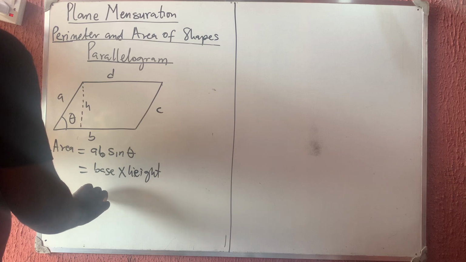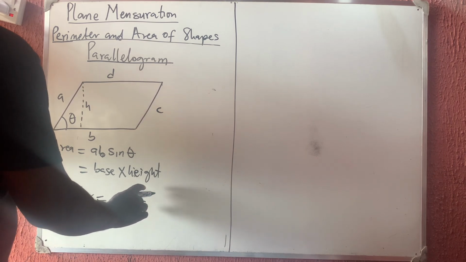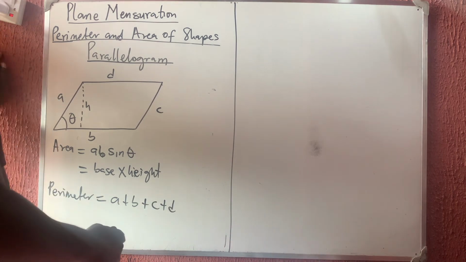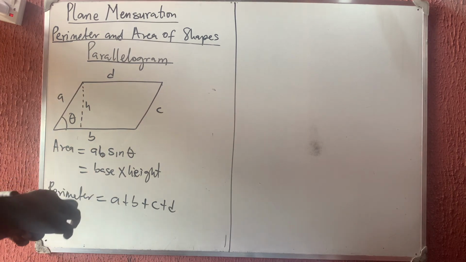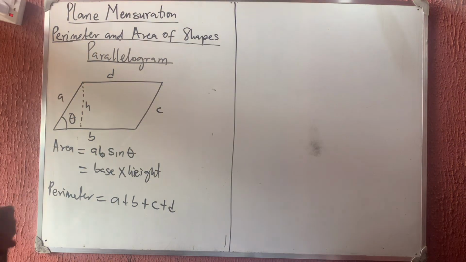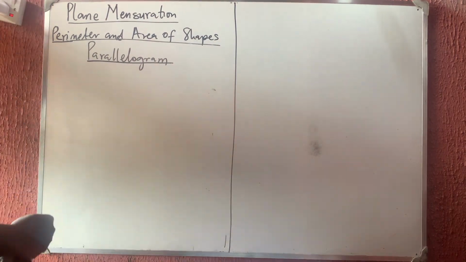The perimeter is simply just to add the sides. That is A plus B plus C plus D. Okay. So let us now solve some calculations to help us understand this very well. Like I always tell you, the more calculations you solve, the more familiar you are with the question, and the more you are good to go for a particular topic. So let's tackle some questions.